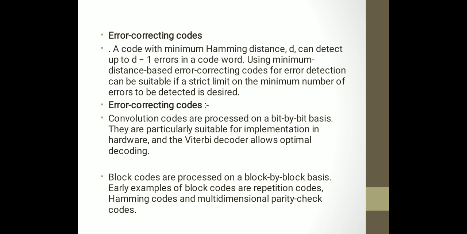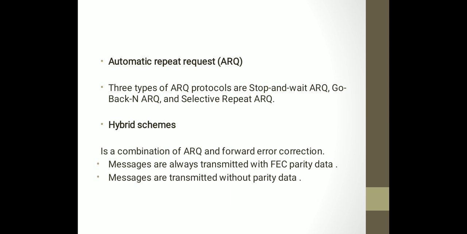For error correcting, you have two different types: convolution code as well as block code. Convolution code works on a bit by bit basis. Block code works on a block by block basis. Next is automatic repeat request. We will be sending the data in three different types: stop and wait, go back, and selective repeat.